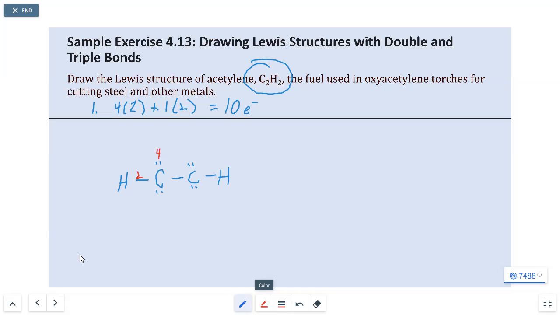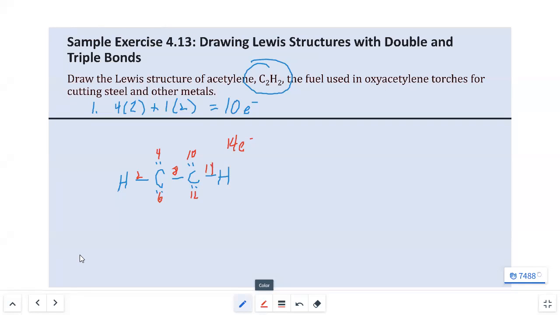2, 4, 6, 8, 10, 12, 14. Uh-oh. We've got 14 electrons in this structure. We're only supposed to have 10. We're right in the thick of that step 4 now. What do we do? We need more bonds. How many more bonds? Remember, for every 2 that we are over, we need 1 more bond. We're 4 over, so we need 2 more bonds.